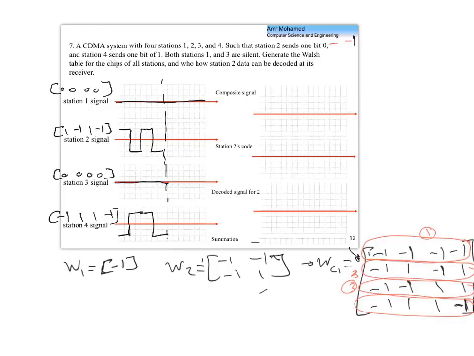So in that case, the composite signal would be, of course, here plus 1 and minus 1, so the result is 0. And here minus 1 and 1, the result is also 0. And then 1 and 1, so the result is 2. And then minus 1 and minus 1, the result is minus 2. So the composite signal would be 0, 0, plus 2, and then minus 2.